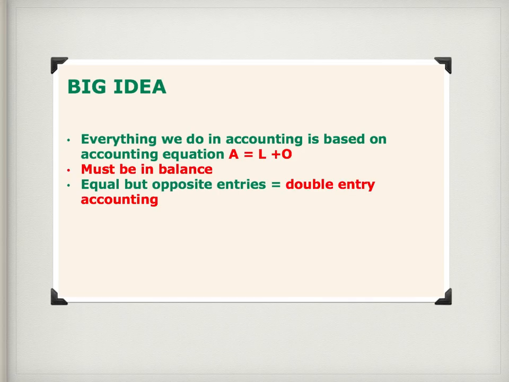Remember, the big idea behind this unit is that everything we do in accounting is based on the accounting equation, assets equals liability plus owner's equity. This equation must always be in balance. Therefore, the entries that we place into the accounting system must be equal but opposite entries. And that's what we mean by double entry accounting.